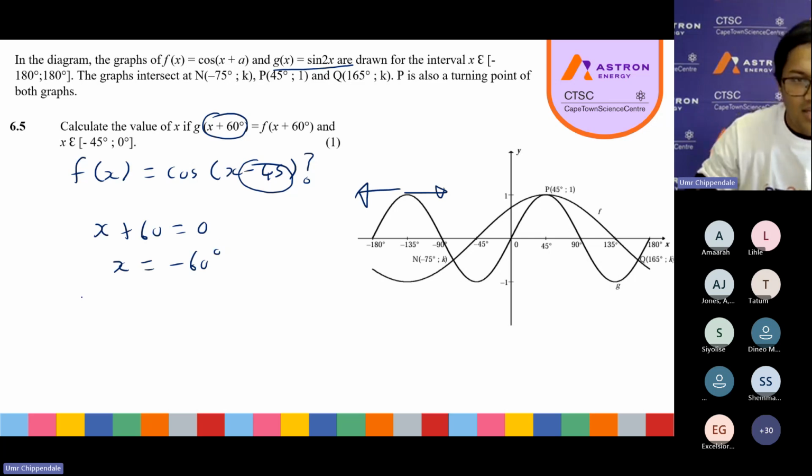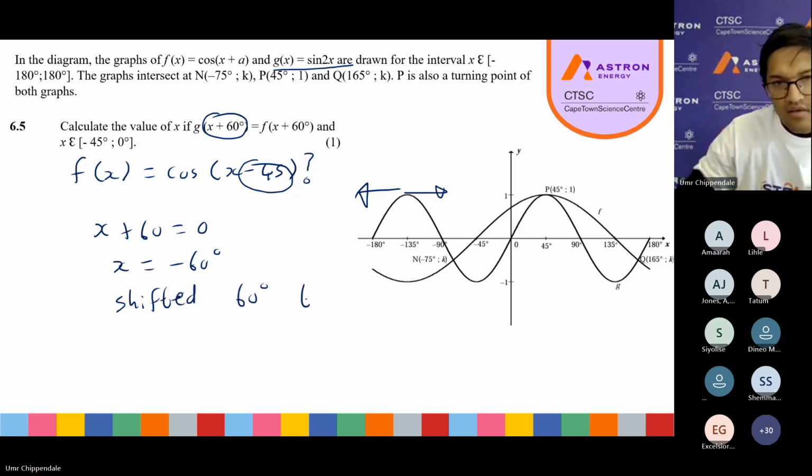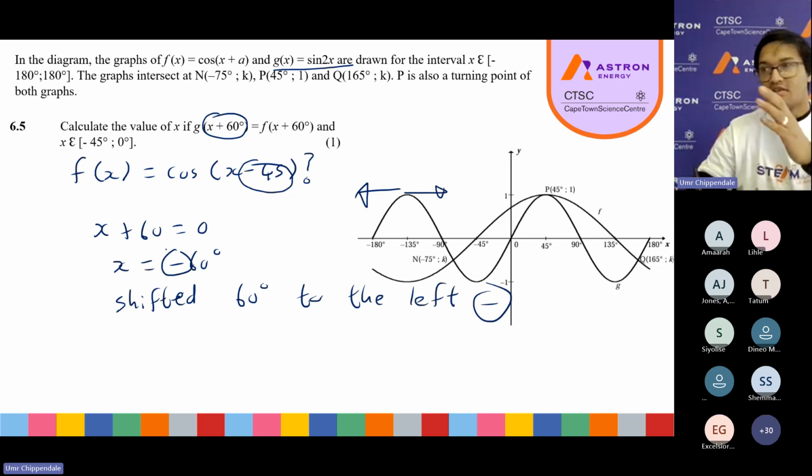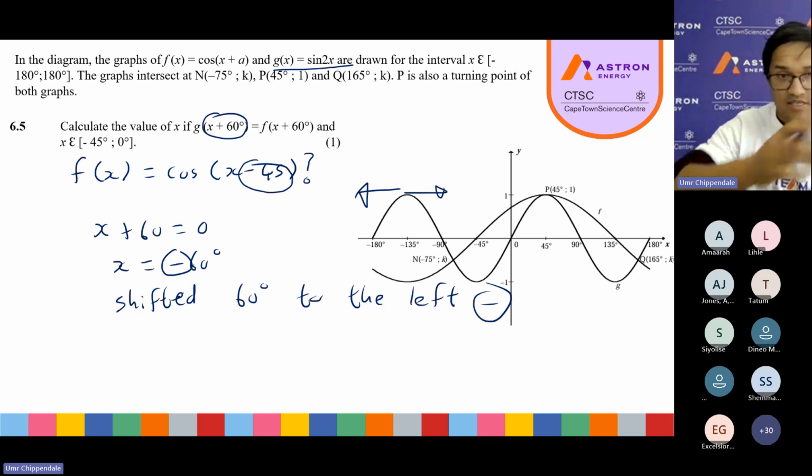And what that would then mean is that x has shifted 60 degrees to the left. Why? Because it was negative. So now we see, okay, this was shifted negative by 60 degrees, right? And moved to the left by 60 degrees because of the x values that's there.